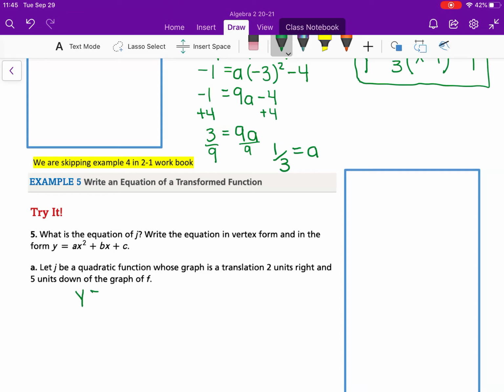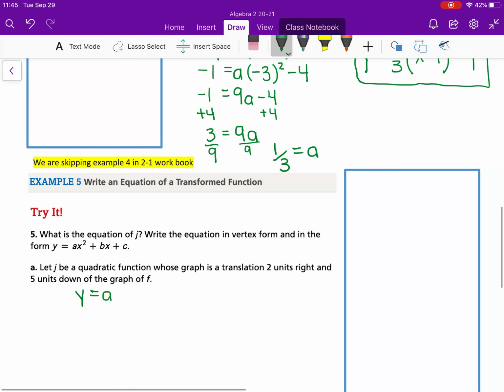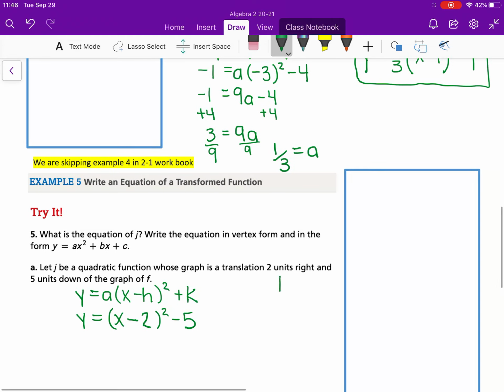So for example 5, we're going to have a function whose only translations are to the right and down. What this means is our vertex form does not have a stretch, it does not have a compression, it does not have a reflection. Therefore, a is 1, and I don't even have to acknowledge it. Because remember, if I just put 1 times that, it's just that number. All right, to the right is actually minus, so minus 2.